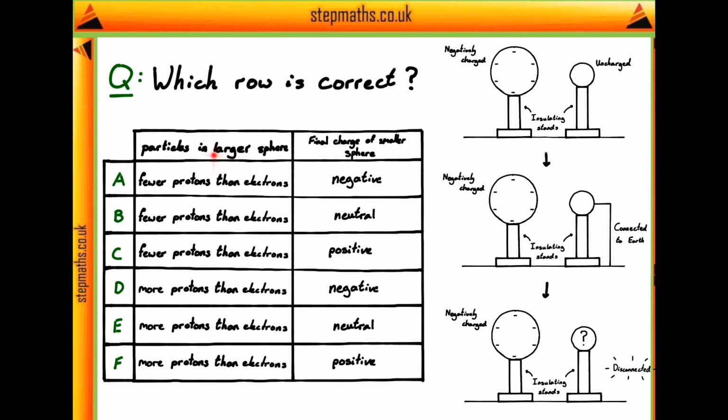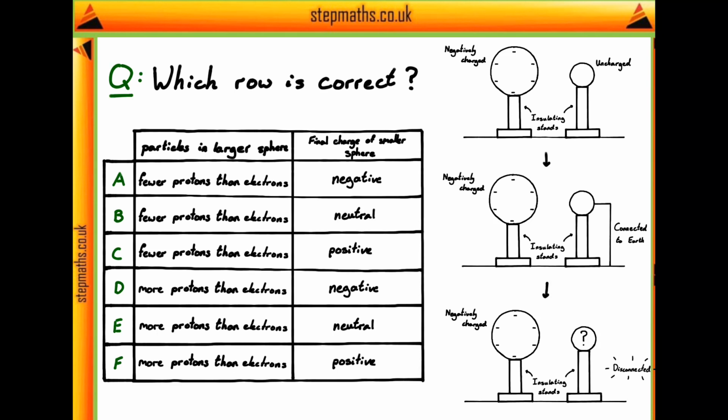So in the first column we have a statement about particles in the larger sphere, which is that there are either fewer protons than electrons, or that there are more protons than electrons. We also have this second column which says the final charge of the smaller sphere is either negative, neutral, or positive. So if you'd like to have a go at doing this question yourself, then please just pause the video now. Otherwise, we'll have a go at doing it together in a second.